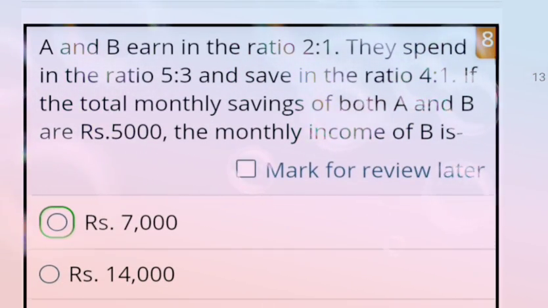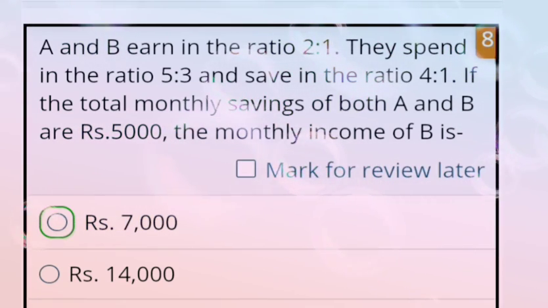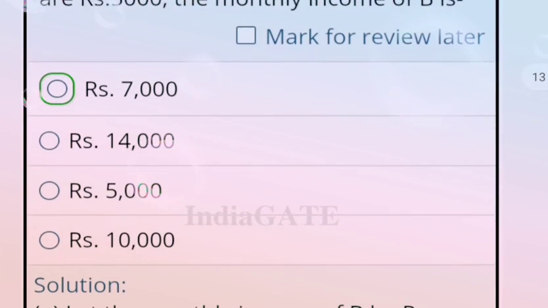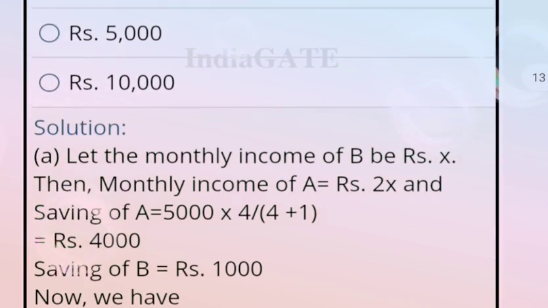A and B earn in the ratio 2:1. They spend in the ratio 5:3 and save in the ratio 4:1. If the total savings of both A and B is 5,000, the monthly income of B is. So the correct answer is option A, that is 7,000. Now come to the solution here.